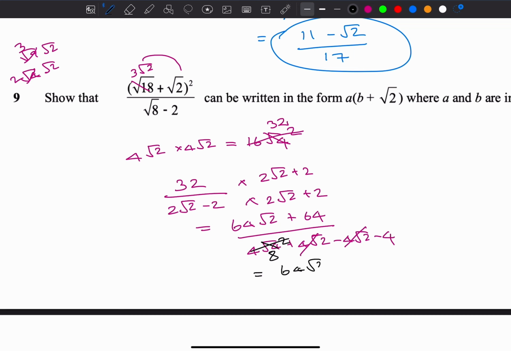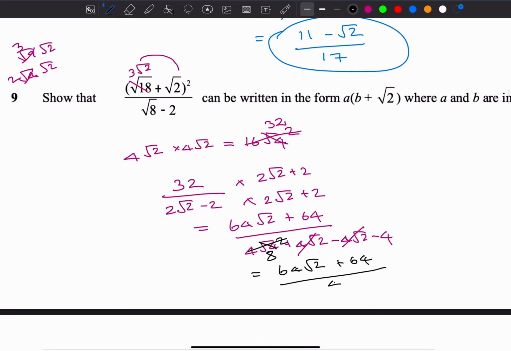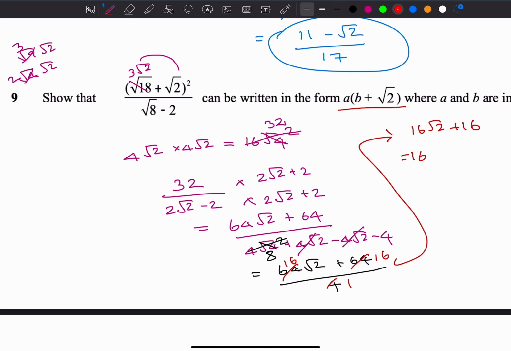64 root 2 plus 64 over 8 take away 4. That makes it 4. And which one do we divide? 64. 4 divided by 4 is 1. 16. That's 16 root 2 plus 16 over 1. You don't need to write over 1. And then they took something common. Okay, what is common? Number 16 common. What do you get? Root 2 plus 1. Looks similar. It's fine.